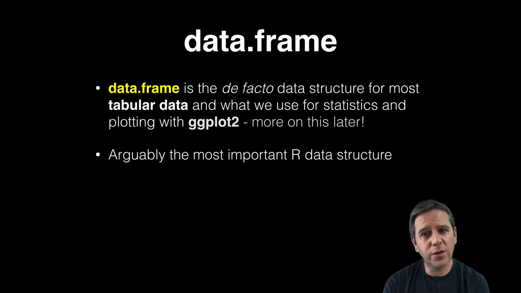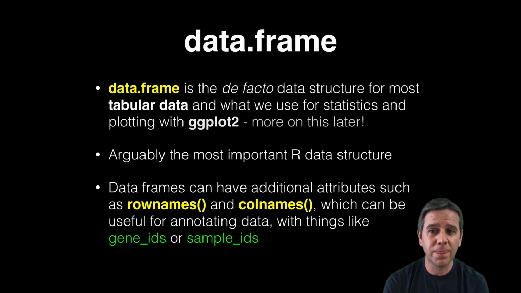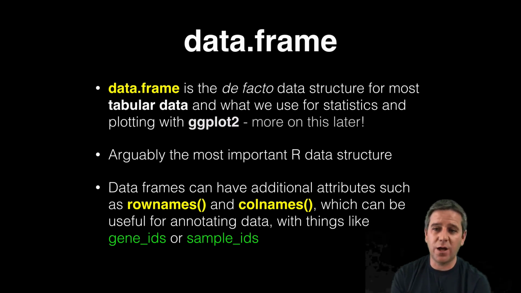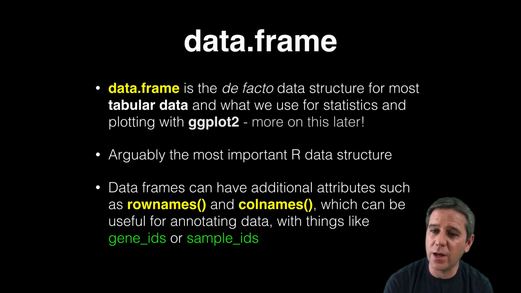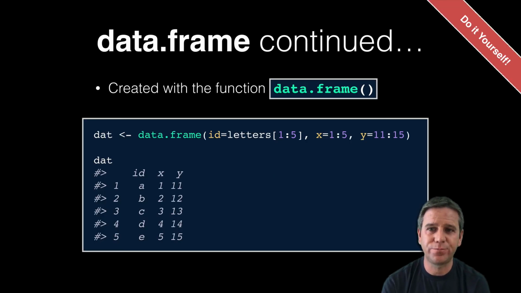Now, they're arguably the most important data structure in R because they're usually the inputs to those important functions that we'll use. And data frames, just like vectors, have names. They can have row names and column names. So we can name the rows and we can name the columns for easy access. For example, if we had gene IDs down one column and sample IDs or whatever, useful things that will be important when we want to analyze our data later, we can store them in the data frame.